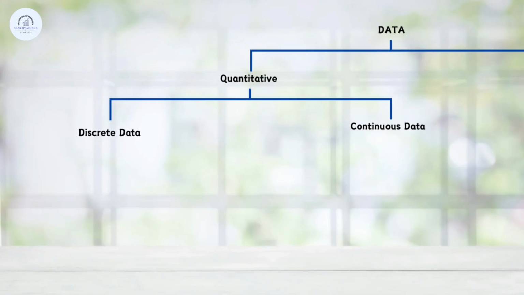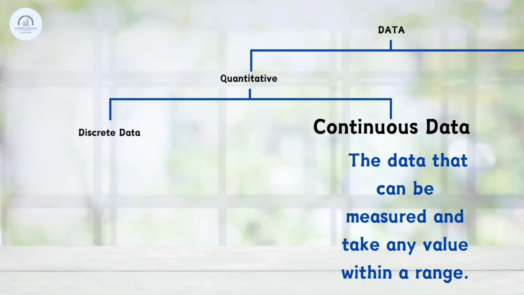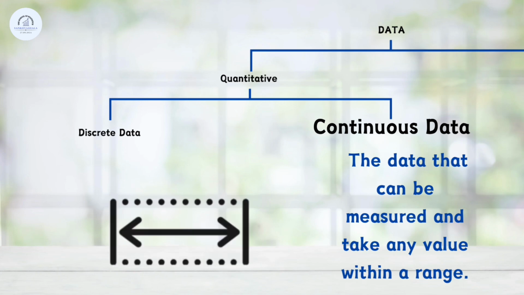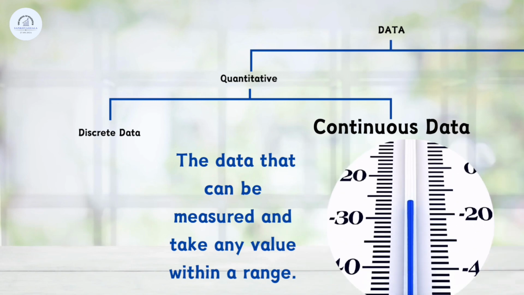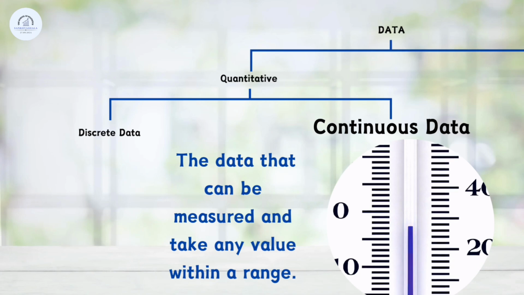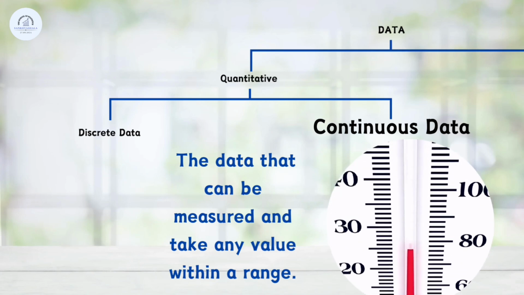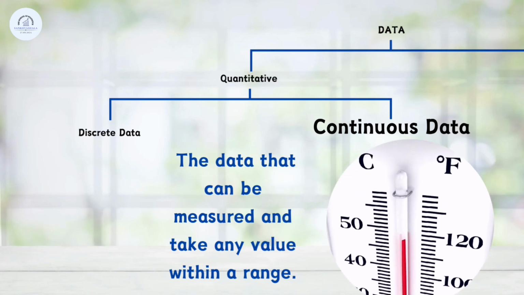On the other hand, continuous data are values that can be measured and can take any value within a range. Think about the temperature outside. It could be 23.6 degrees Celsius or 23.7 degrees Celsius. The temperature changes continuously and it's measured in decimals. That's why it's called continuous data.